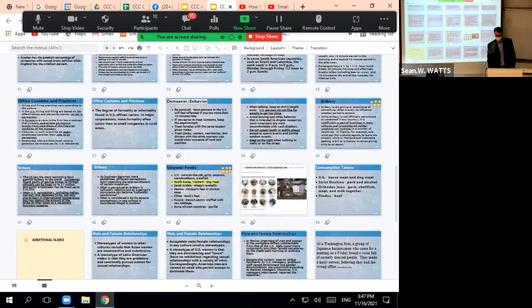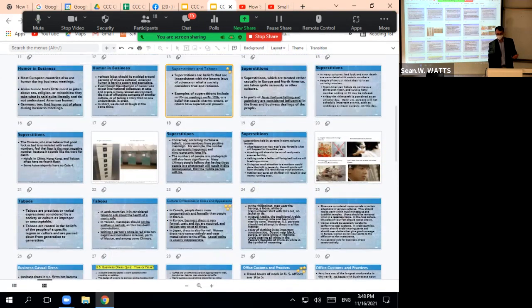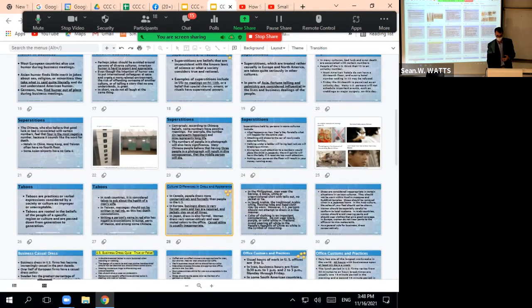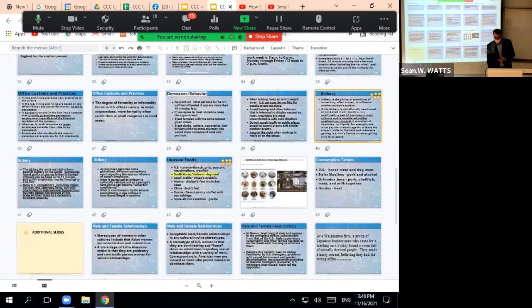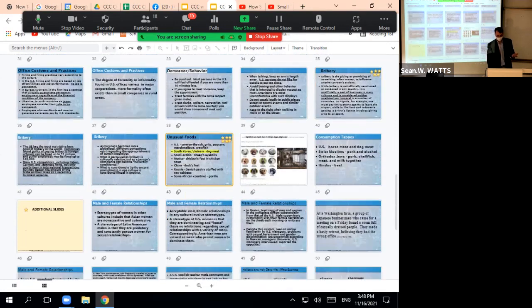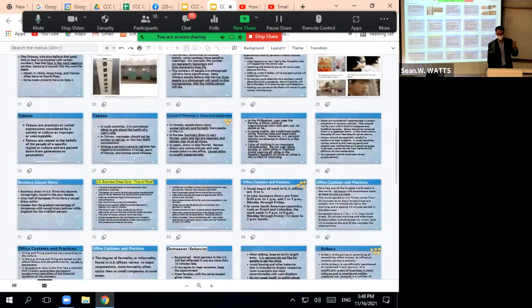No? So number 2 is for superstitions. Number 3 is talking about cultural differences in clothing, dress, appearance. Number 4 is talking about office customs. Number 5 is talking about bribery. Number 6 is talking about foods. There are several other topics, but we're just going to try to divide you into 6 different groups to start with.